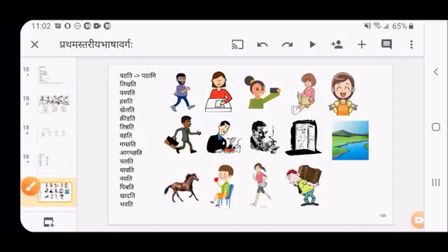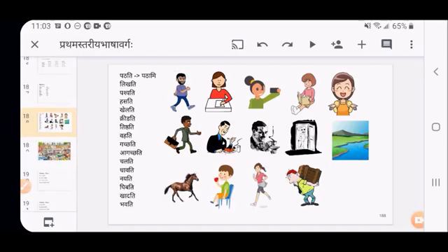Okay. So these are the same things. You can associate these pictures with different words here, and then form the sentences. So write the sentences. Nadi. A special Nadi is given here. So you can say Nadi Vahati. Nadi is flowing. Ashwaha Dhavati.